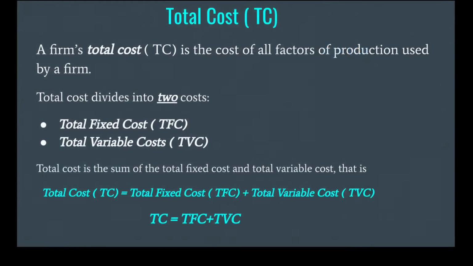Cost is the cost of all factors of production used by a firm. Total cost divides into two costs: total fixed cost and total variable cost. Total cost is the sum of total fixed cost and total variable cost, that is TC is equal to TFC plus TVC.